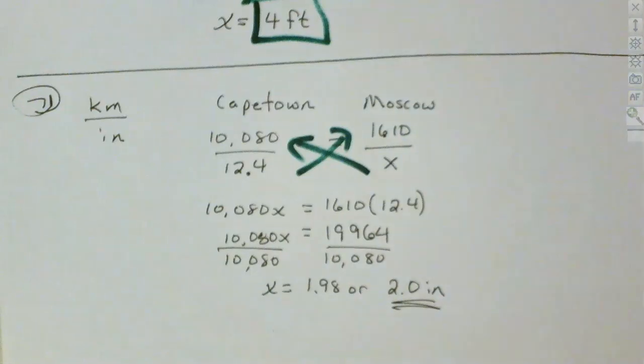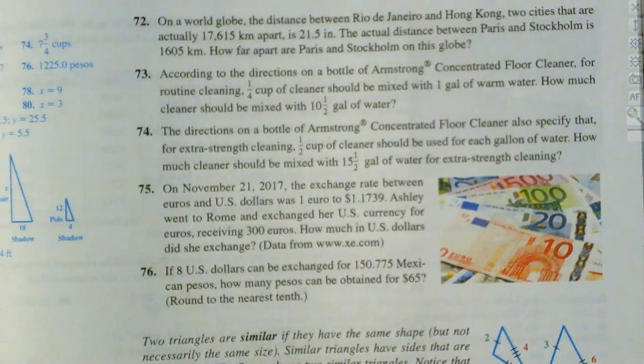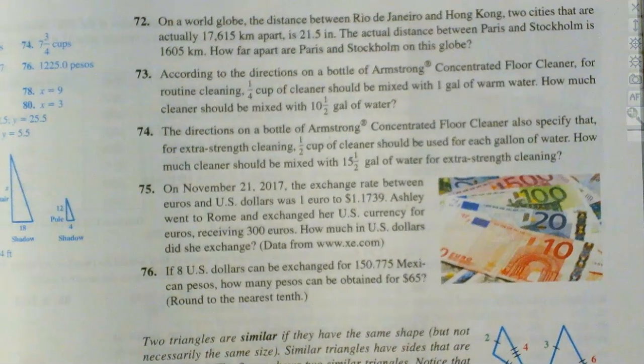74. 74 is something you may have to do. 74 is setting up a ratio so that you get the correct concentration for floor cleaner. So question 74. The directions on a bottle of Armstrong floor cleaner specify that for extra strength cleaning, a half a cup of cleaner should be used for each gallon of water. How much cleaner should be mixed with 15.5 gallons of water for that extra strength cleaning?